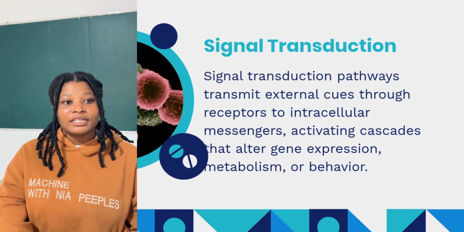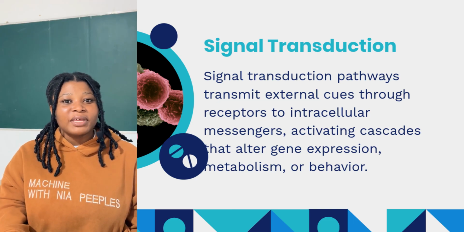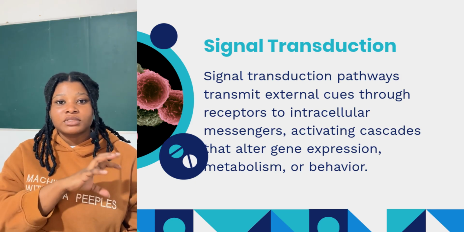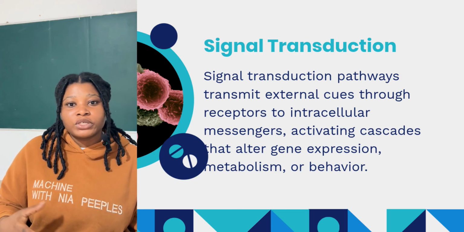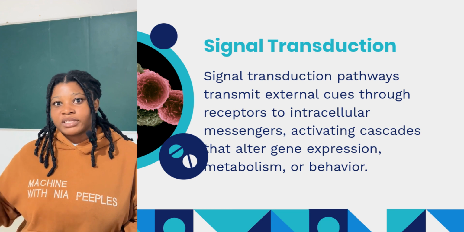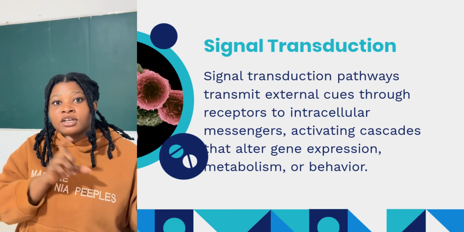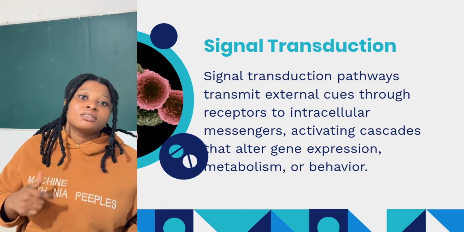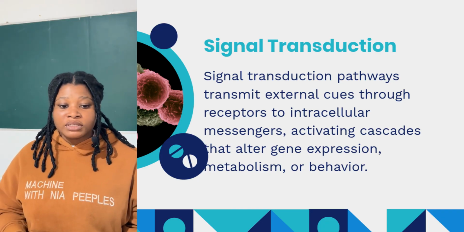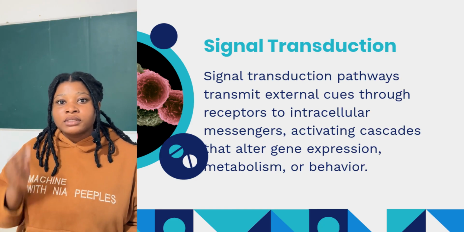Now, when it comes to the signal transduction pathways, we are talking about the information system. What these pathways do is that they transfer information in and out of the cell. So, if there's information that needs to get into the cell, they are the kind of pathways that do that transmission. And if information is supposed to be transferred out of the cell, these are the pathways that do it. So this is quite like a summary of what these pathways are.